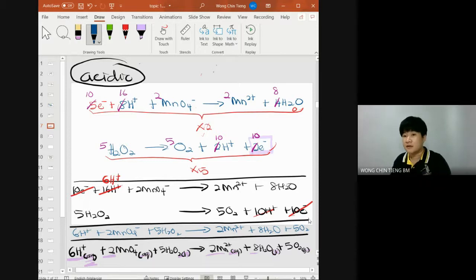Kalau dia acidic medium. Betul? And of course, kalau dia latihan, mesti ada basic medium. I want basic medium answer. Saya nak jawapan basic medium.